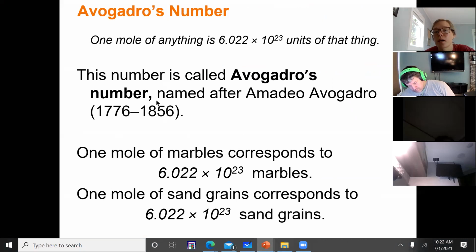So, Avogadro's number. Here's another example. 1 mole of marbles corresponds to 6.022 times 10 to the 23rd marbles. 1 mole of sand grains corresponds to 6.022 times 10 to the 23rd sand grains, and so on. Sometimes you might see the number as 6.02 times 10 to the 23rd. That's okay. I usually use both 2's.